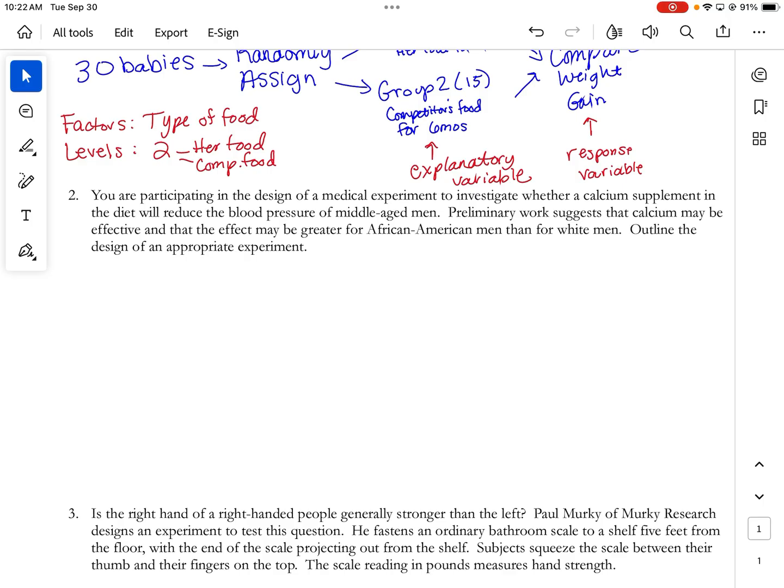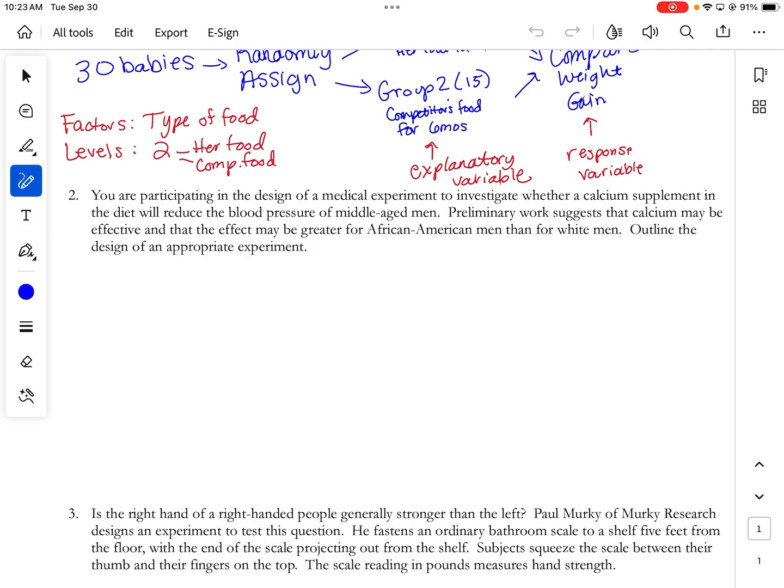You're participating in the design of a medical experiment to investigate whether a calcium supplement in the diet will reduce the blood pressure of middle-aged men. Preliminary work suggests that calcium may be effective and that the effect may be greater for African American men than white men. Outline the design of an appropriate experiment.